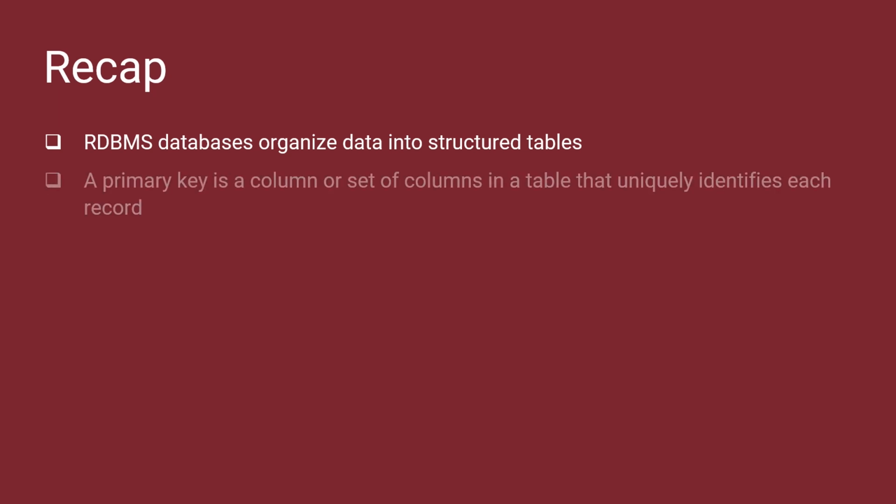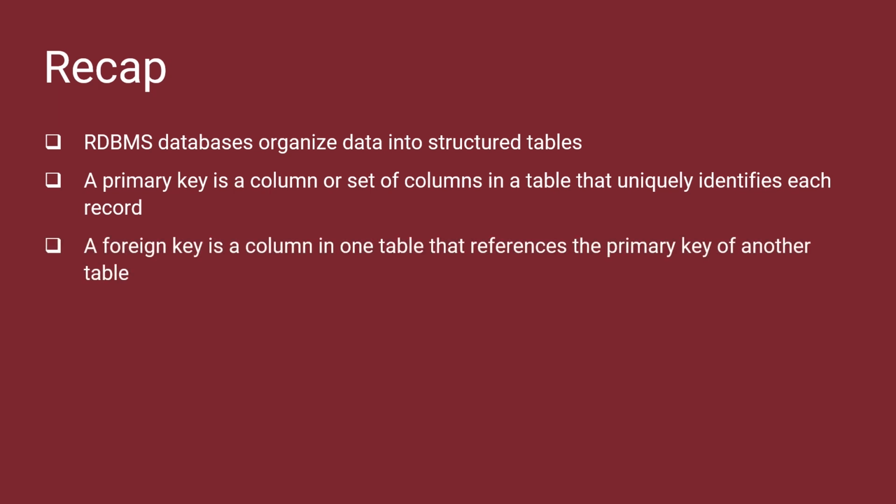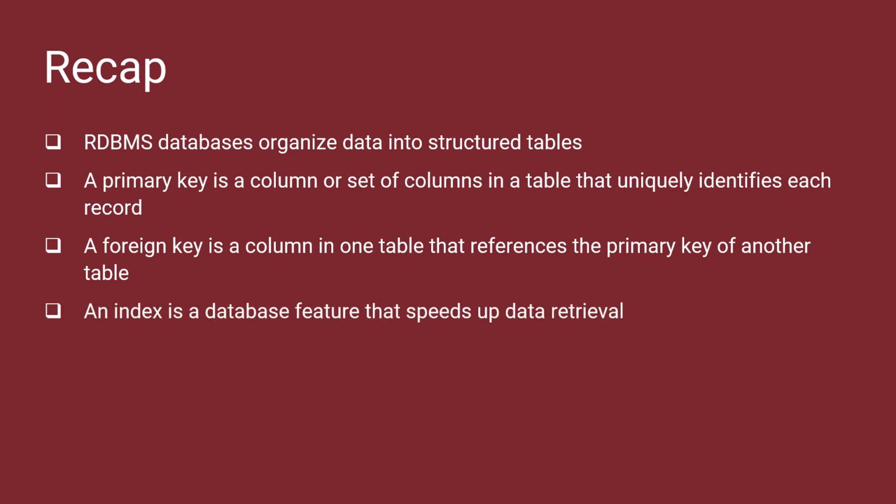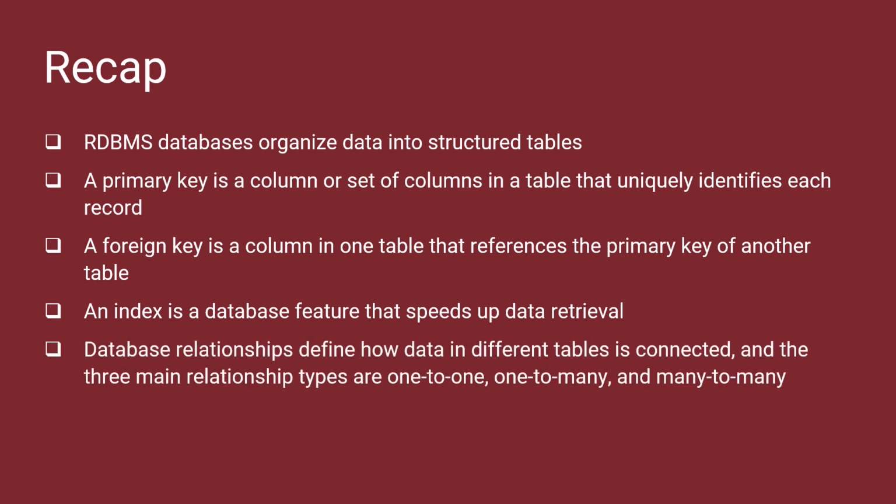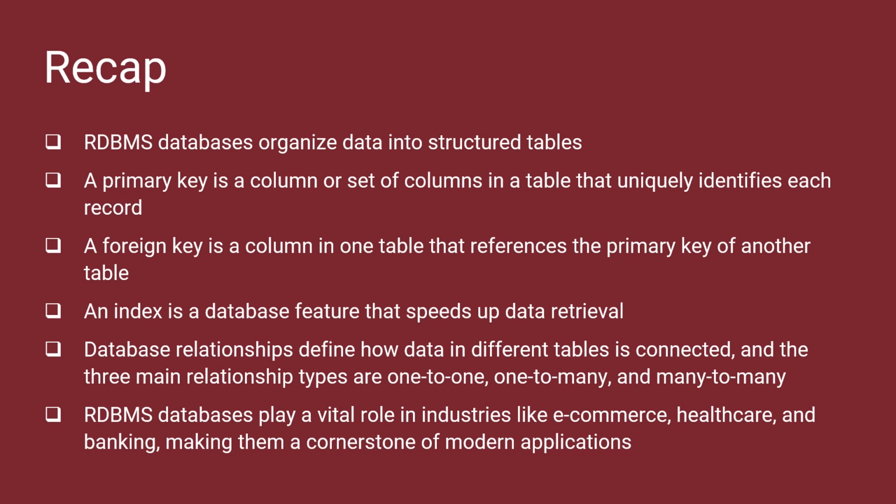In this video, you learned that RDBMS databases organize data into structured tables. A primary key is a column or set of columns in a table that uniquely identifies each record. A foreign key is a column in one table that references the primary key of another table. An index is a database feature that speeds up data retrieval. Database relationships define how data in different tables is connected. And the three main relationship types are one-to-one, one-to-many, and many-to-many. RDBMS databases play a vital role in industries like e-commerce, healthcare, and banking, making them a cornerstone of modern applications.